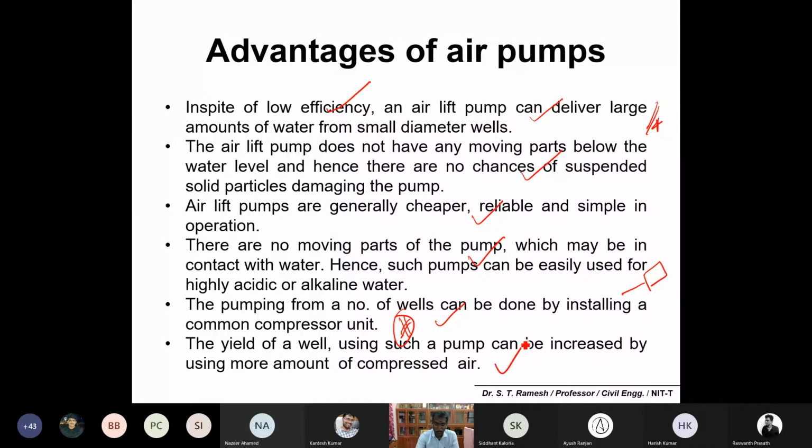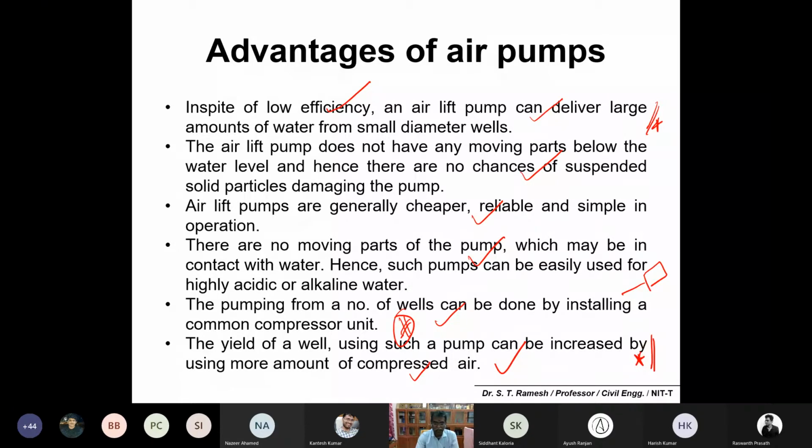And if you want to increase the yield of the well, what you do is increase the compressed air, by using more compressed air. Depending upon your airflow, you will get a corresponding discharge. If you want to increase your pumping rate considerably, you just increase your compressed air pumping.